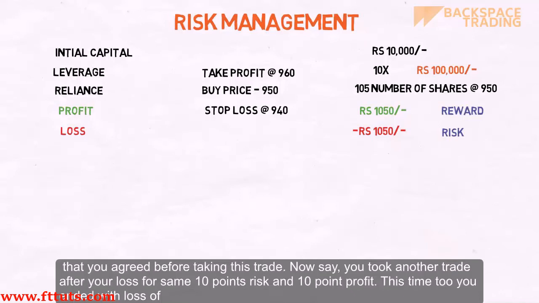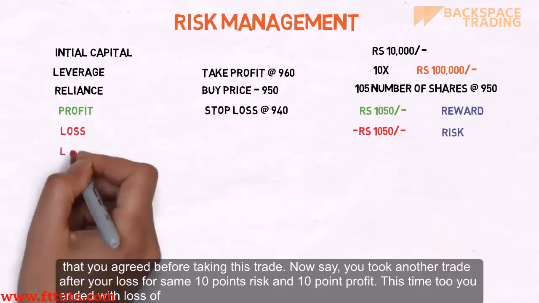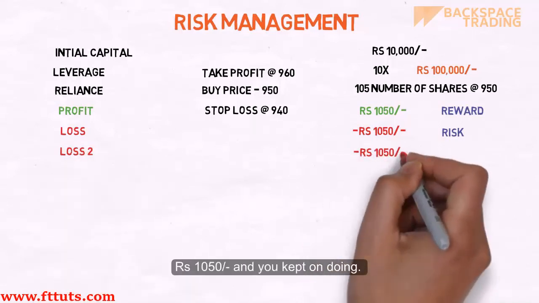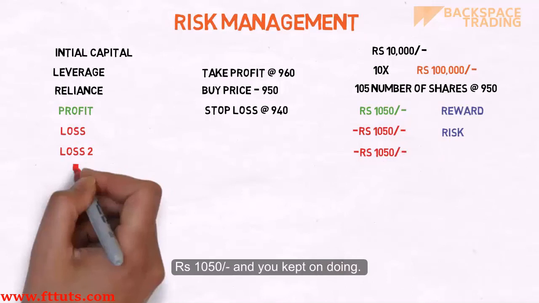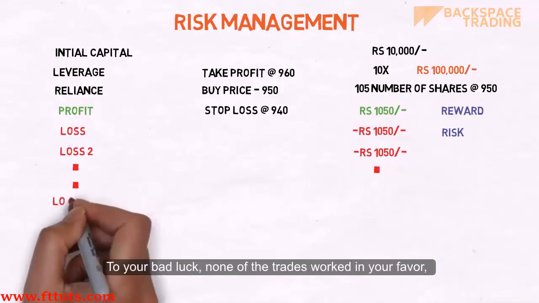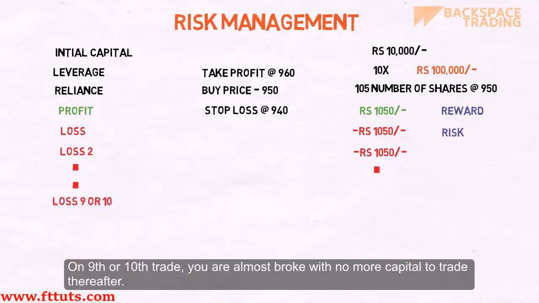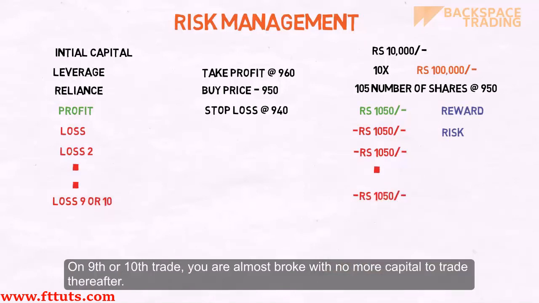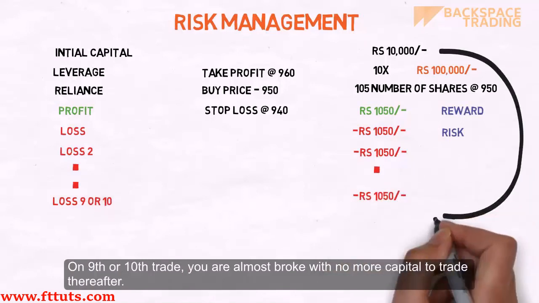Now say you took another trade after that loss, for the same 10 points risk and 10 points profit. This time too you ended up with a loss of 1050, and you kept on doing it. To your bad luck, none of the trades worked in your favor. Okay, it's just an assumption. By the 9th or 10th trade, you are almost broke with no capital to trade thereafter.